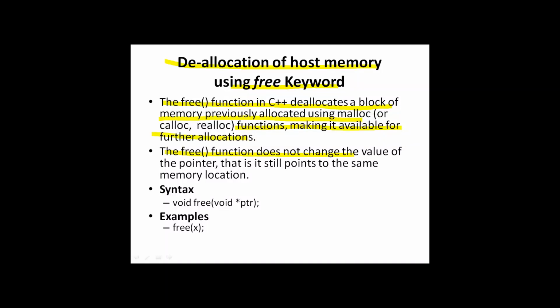The free function does not change the value of the pointer; it still points to the same memory location. The pointer will still point to the same memory location, but it will be freed. The syntax is void free, for example, free(x). The return type is void, free is the name of the function, and the argument is the pointer whose memory allocation has to be deallocated, free(x).